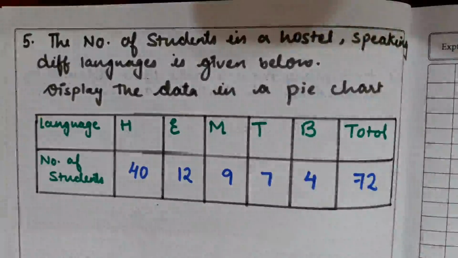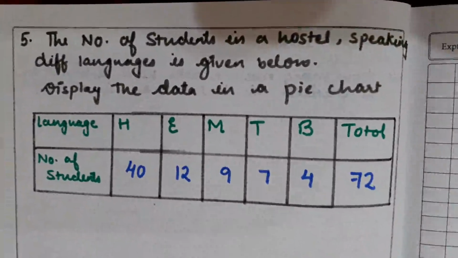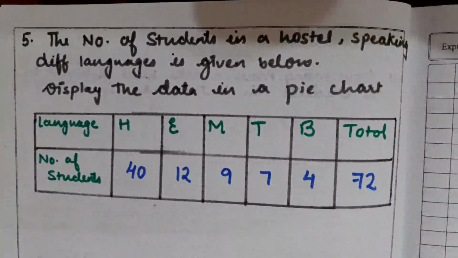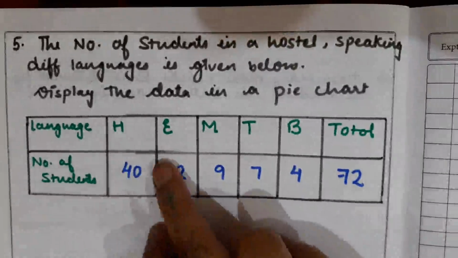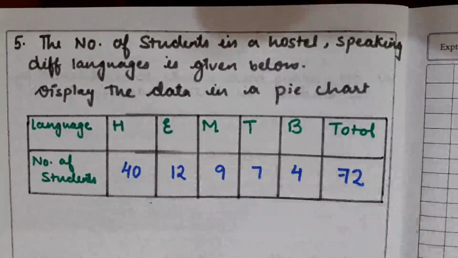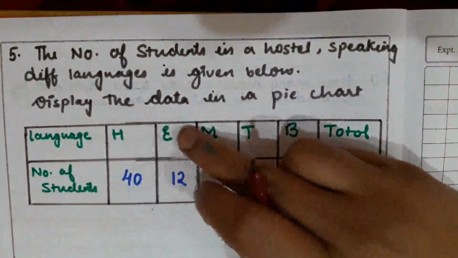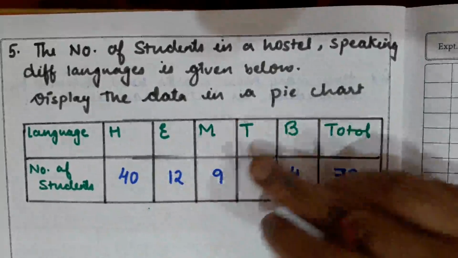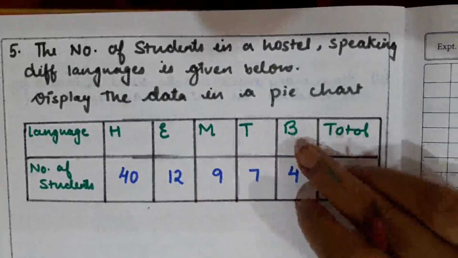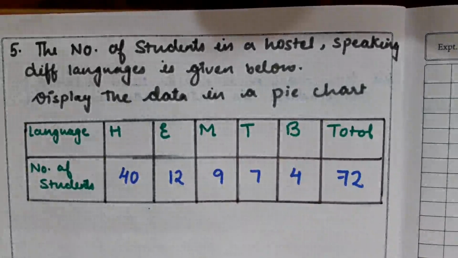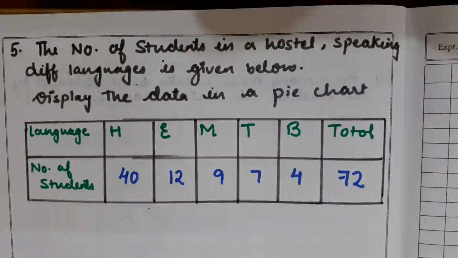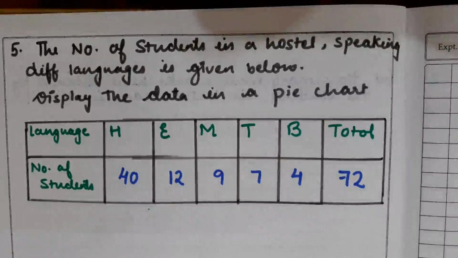Now the last question of this exercise: the number of students in the hostel speaking different languages is given below. Display the data in a pie chart. In a hostel we have Hindi, English, Marathi, Tamil, Bengali languages. Hindi is spoken by 40 students, English by 12, Marathi 9, Tamil 7, Bengali 4 students. We have to represent this data in the pie chart. For that we need a central angle. So let's make the table.